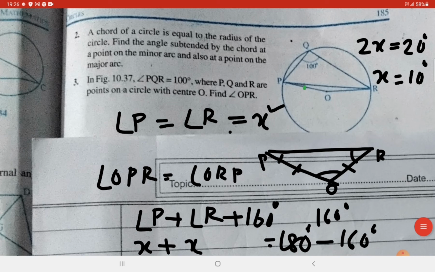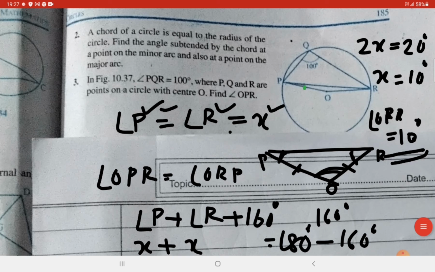Now what is h? Angle P and angle R. Angle P means angle OPR and ORP. So angle OPR is equal to 10 degree. See, sum of these three angles is 180 degree. This angle is 160 degree, so the remaining angle sum will be 20 degree. Now since these two angles are equal, each will be 10 degree.